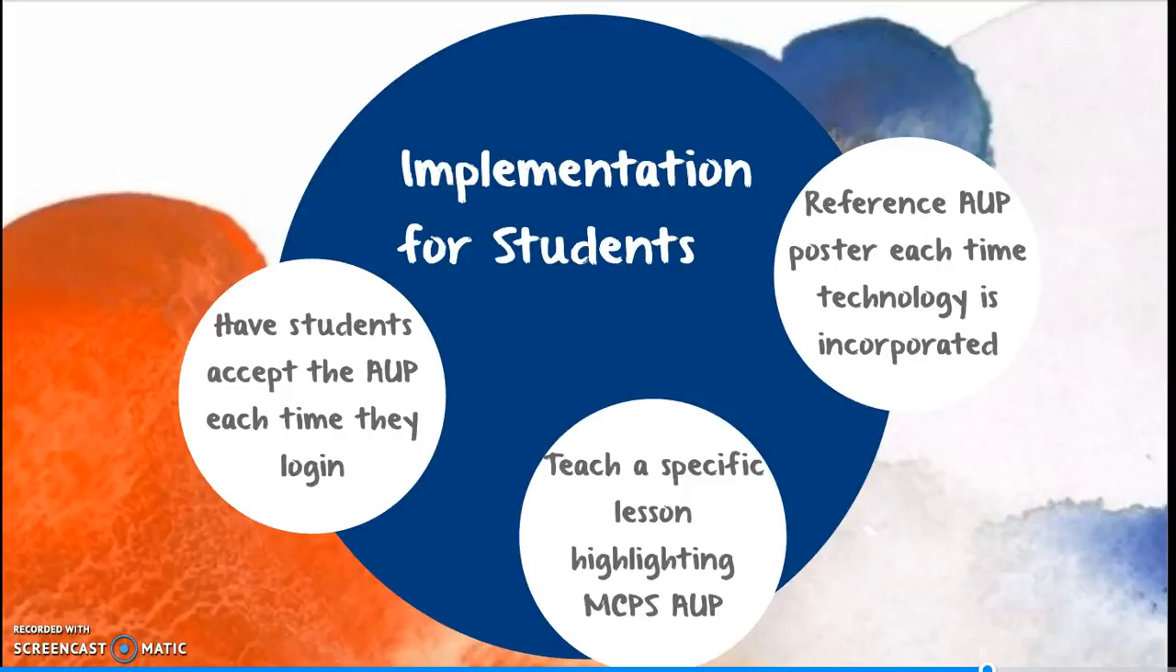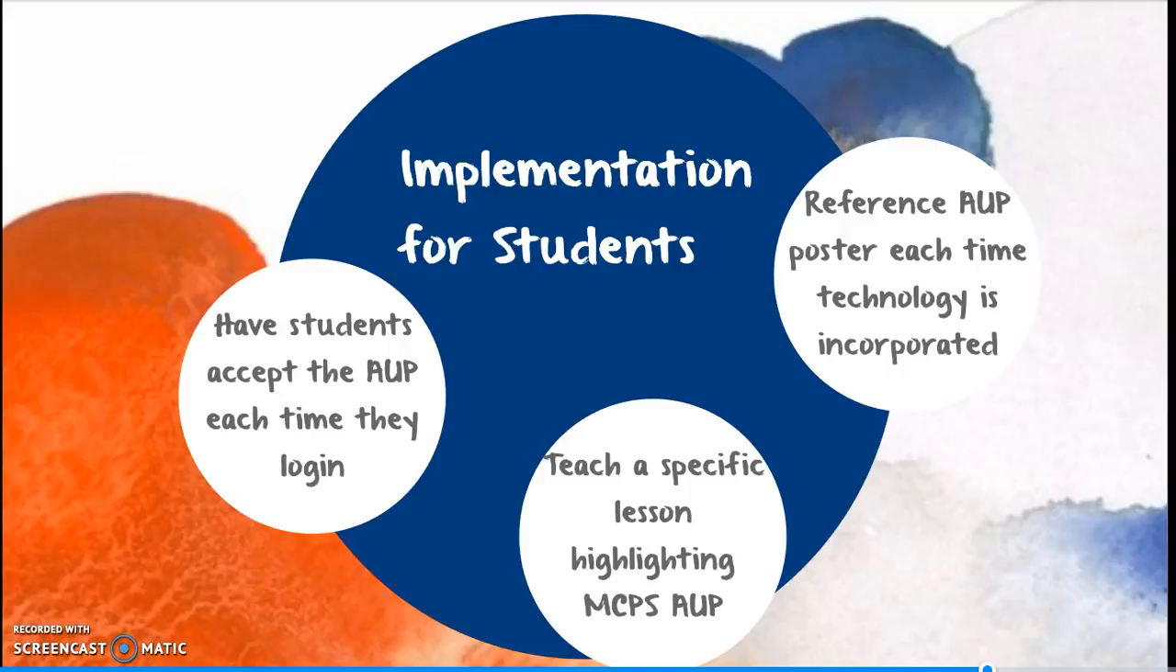There are two main groups who need to comply with the acceptable use policy on a daily basis. The first of those groups is the student body. Because we want students to be continuously conscientious of the AUP, the network could have students accept the policy each time they log into the computer or connect to the Wi-Fi.